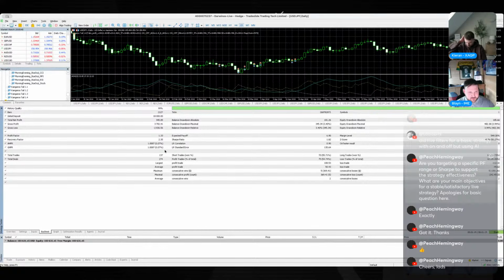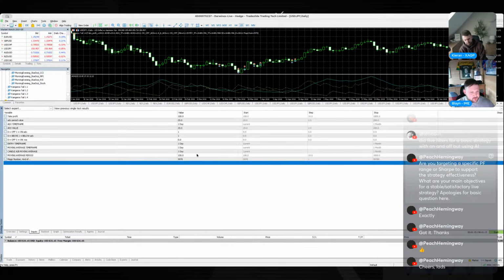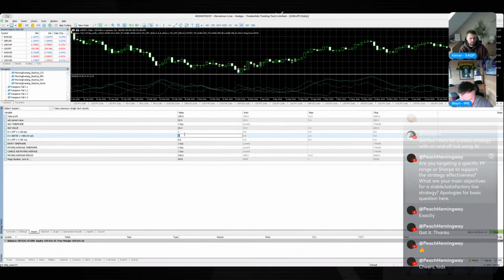But what we can see is we've got a lot less trades when it's below and a lot more trades when it's above. And we can see the ADX here is working. For the next test, I could turn this off and then we use pure moving average, and all it'll show is a moving average. Let's actually do that.